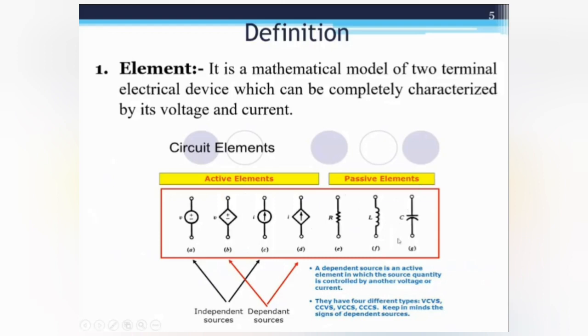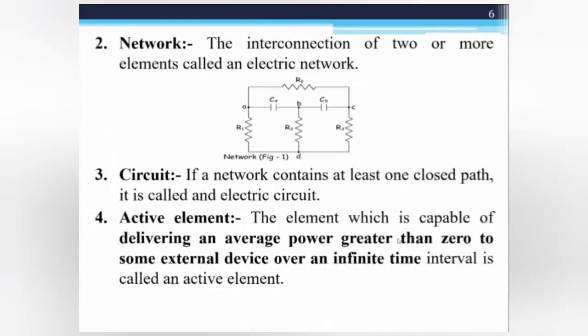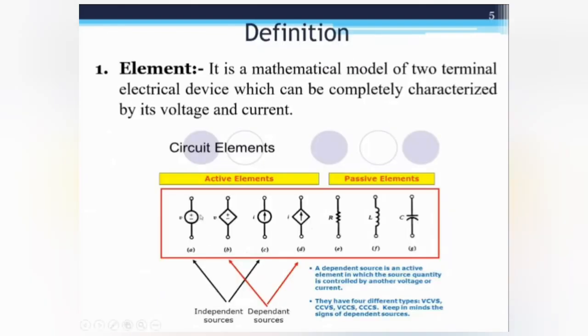Now active elements. Active elements are elements which are capable of delivering an average power greater than 0 to some external device over an infinite time interval. In this figure, these are the voltage source and current source, which are known as active elements delivering the power. In the same way, passive elements receive the power. So resistor, inductor and capacitor are called the passive elements in your circuit.